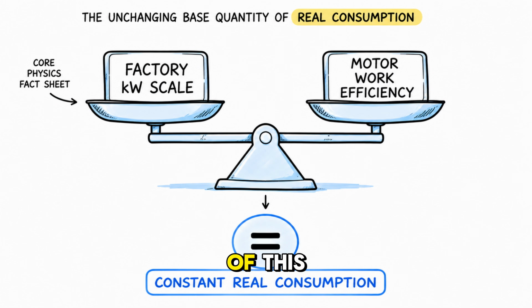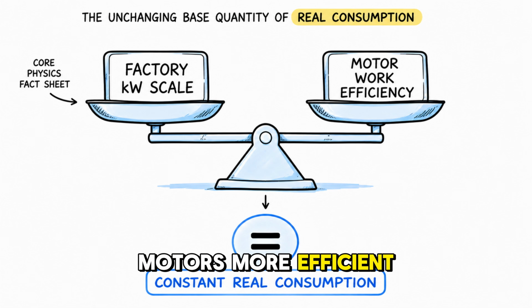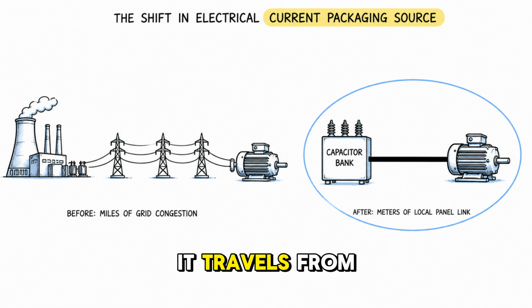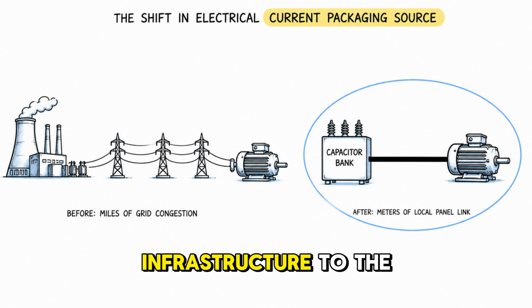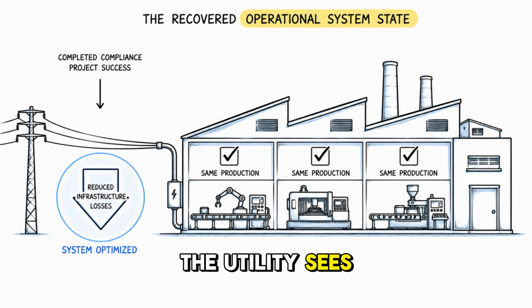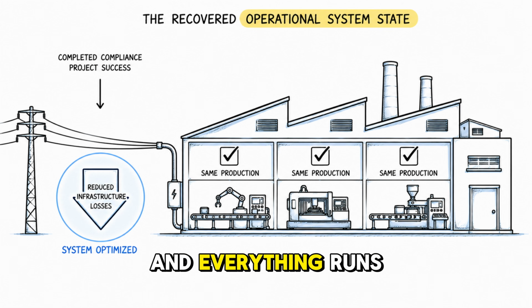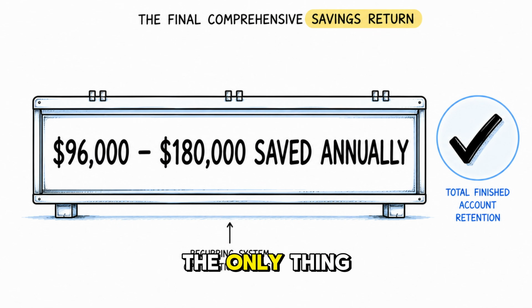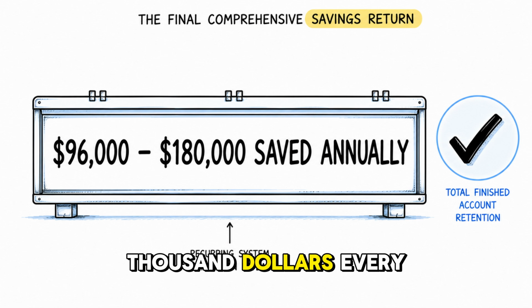Remember the core idea behind all of this. A capacitor bank does not reduce the power a factory consumes or make motors more efficient. It changes where the reactive current comes from. Before correction, it travels from the utility through miles of infrastructure to the motor. After correction, it travels from the capacitor to the motor across a few meters of cable in the same panel. The utility sees less current, the penalty disappears, and everything runs cooler. With the same factory, same motors, same production. The only thing that changed is the local source of reactive power, and that one change saves this factory between $96,000 and $180,000 every year.